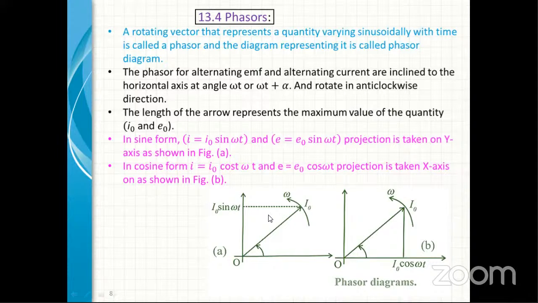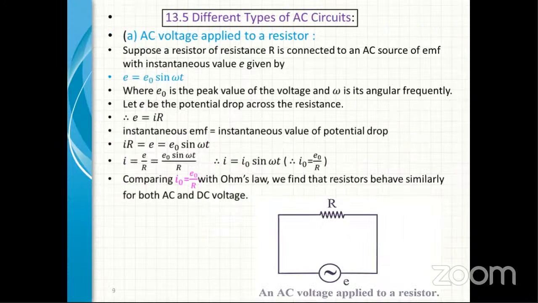Okay, then the AC voltage applied to a resistor. That means in this case we are going to take an AC circuit, that is the AC supply, and with this supply we are going to attach first a resistor, then an inductor, and then a capacitor. In the last lecture we saw the resistor is in phase with this AC.